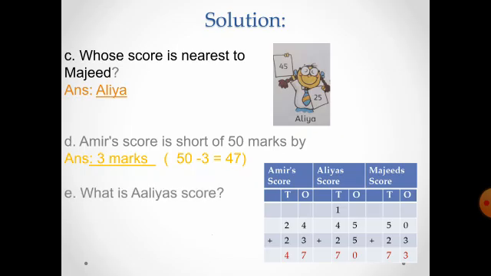Then what is Alia's score? Alia's score is written in the box. Alia is getting 70. So the answer is 70. This working box is for your help.